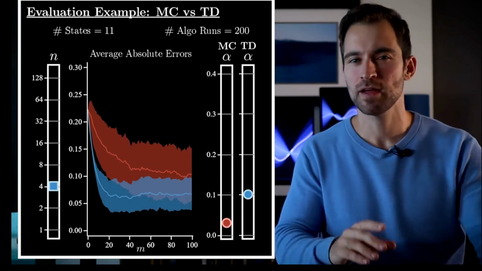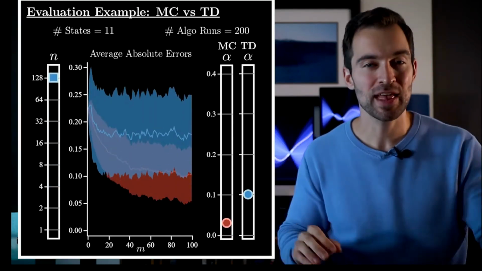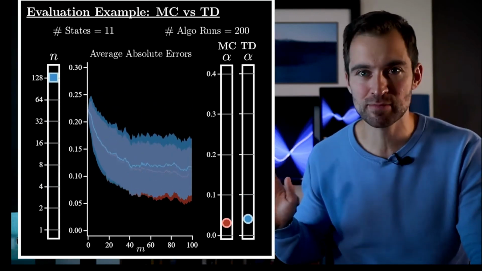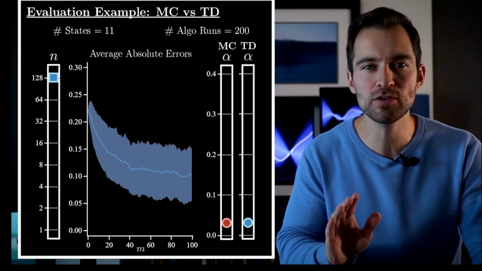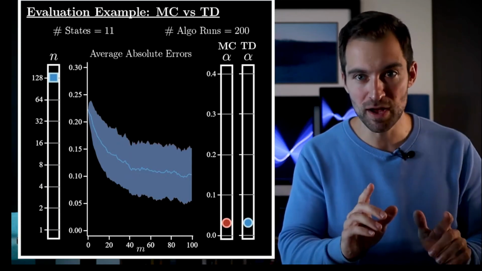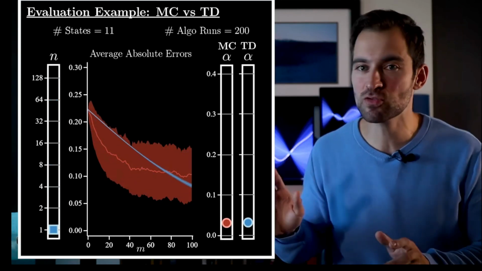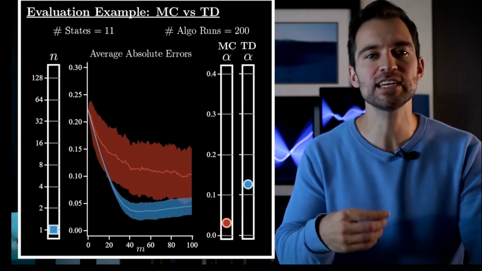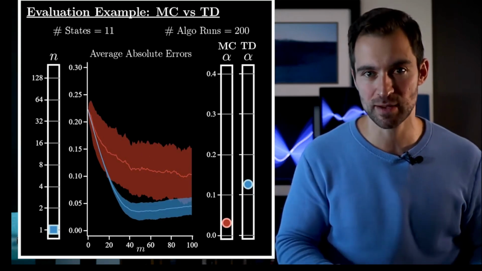Now for TD. The first thing to recognize is that if we set n to a very high value and change alpha to be the same as MC's, TD is identical to MC. So TD includes MC as an option. But if we set n to 1, then we could do a lot better by increasing alpha. This is because a small n reduces the variance in the updates, so you can afford to take larger steps.